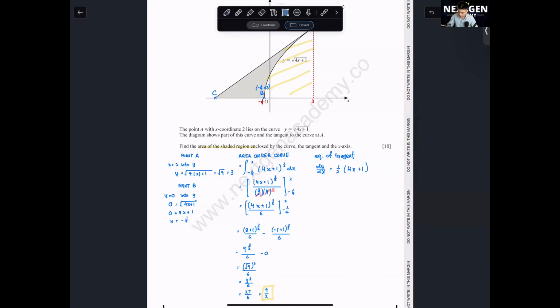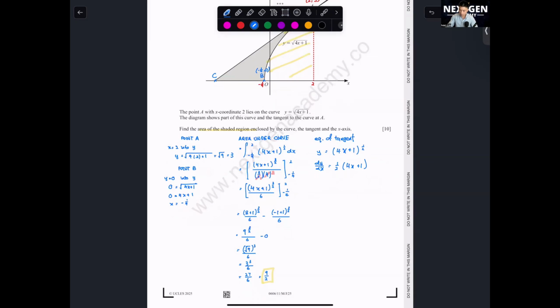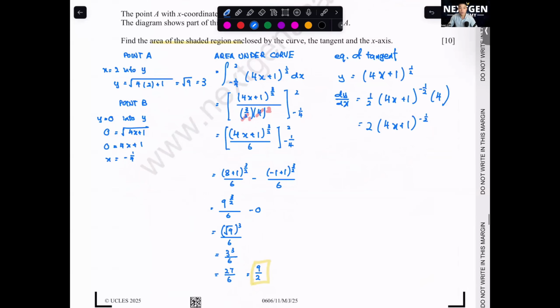I better write down what y is first. What am I differentiating? y equals 4x plus 1 to the power of 1 over 2. The curve. So half, bracket 4x plus 1 to the power of negative 1 over 2, times 4. Simplify this. This will be 2 times 4x plus 1 to the power of negative 1 over 2.